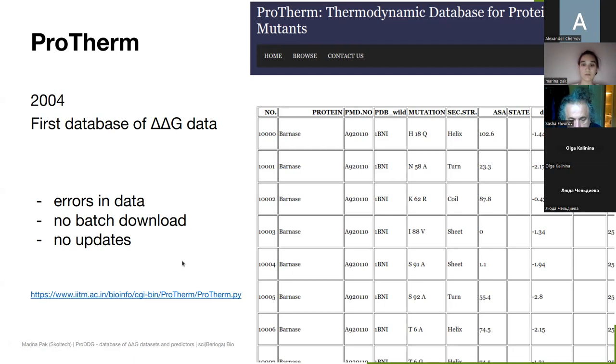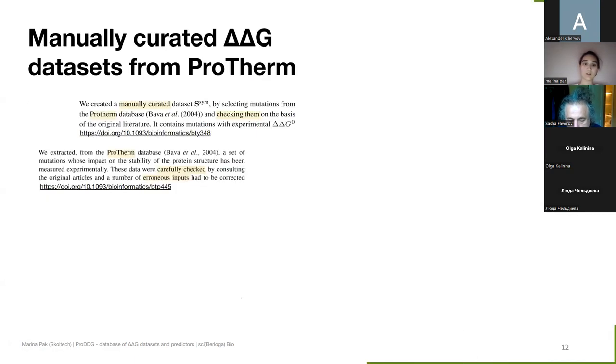So, when people found out these problems, they started to collect small data sets of delta delta G values from this database. And when you see a paper reporting a new data set, you will see that people manually created, carefully checked, and validated data from ProTherm and collected some data set of hundreds or several thousand points. And that's how people did and actually do till now.